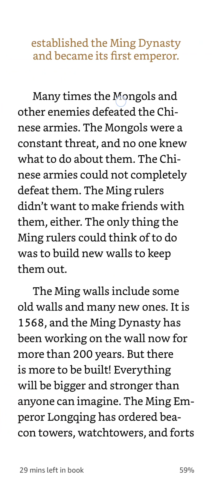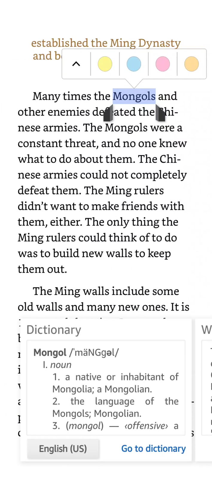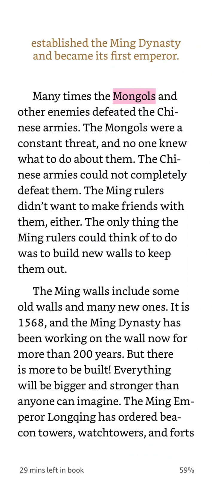Many times the Mongols and other enemies defeated the Chinese armies. The Mongols were a constant threat, and no one knew what to do about them. The Chinese armies could not completely defeat them. The Ming rulers didn't want to make friends with them either. The only thing the Ming rulers could think of to do was to build new walls to keep them out. The Ming walls include some old walls and many new ones.